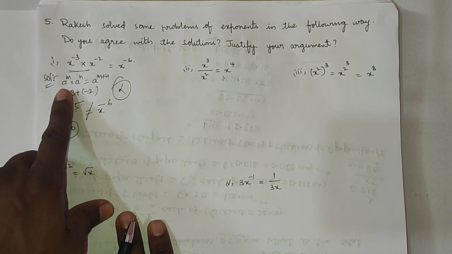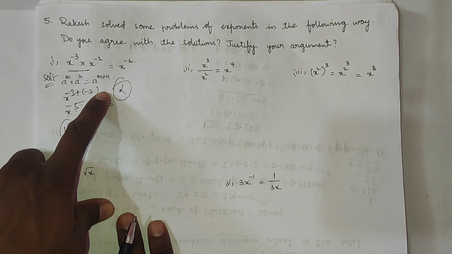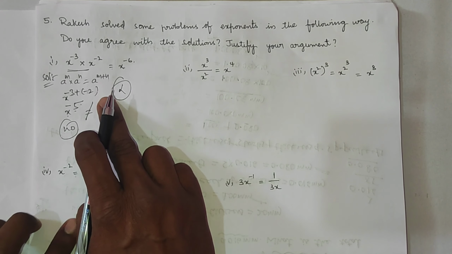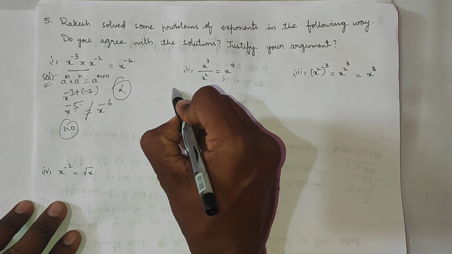As the formula we know, a to the power of m into a to the power of n is equal to a to the power of m plus n. Right? That's why he did the wrong solution. Clear? Okay, next one, the second one.